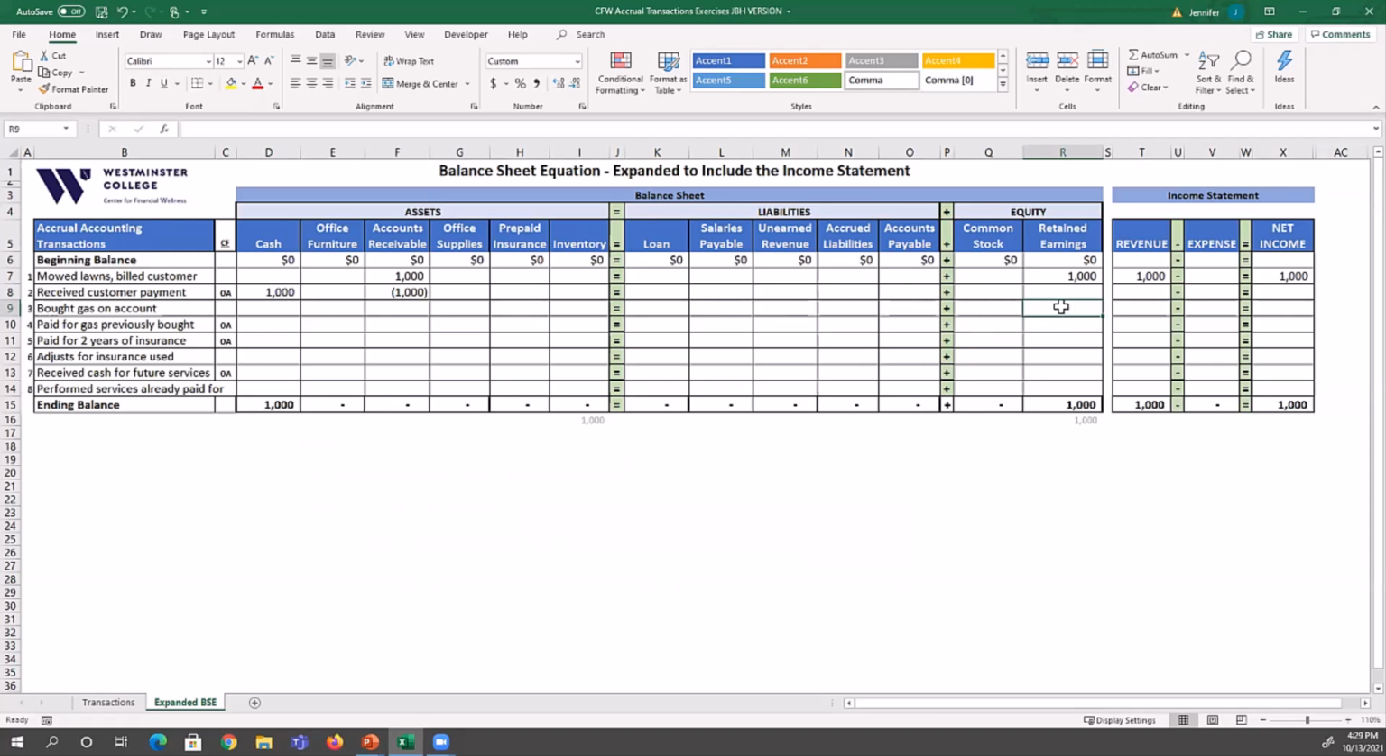So let's go ahead and put our decrease in retained earnings of the 50. The account we use to indicate obligations to pay a vendor that has billed me, to be paid in the future, is accounts payable. So that is actually going to increase because I now owe an external vendor.